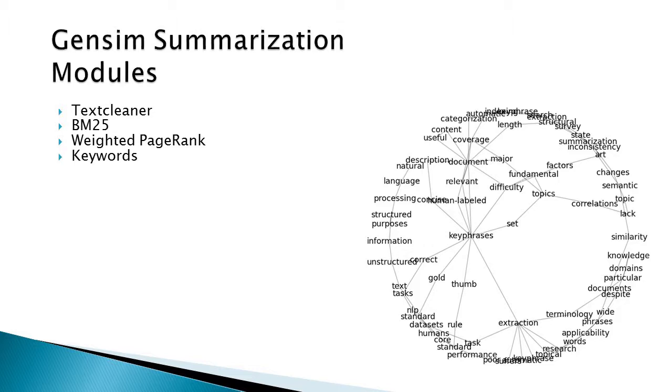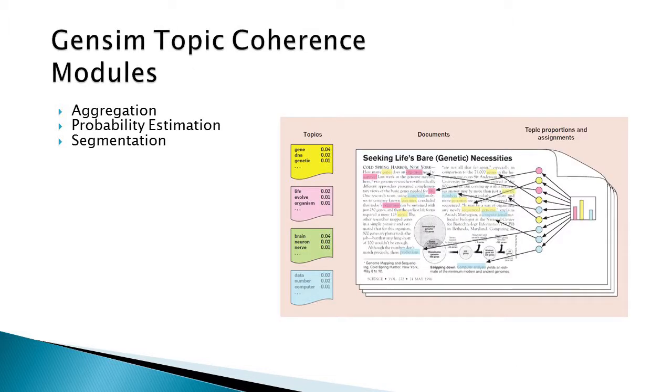The keyword module for the TextRank summarization algorithms are filters for nouns and adjectives. On to our next slide, which is the Gensim topic coherence module. For the aggregation section of one of the topic coherence modules, the aggregation module contains functions to perform aggregation on a list of values from the confirmation measure. The command arithmetic mean performs the arithmetic mean aggregation on the output obtained from the confirmation measure module.